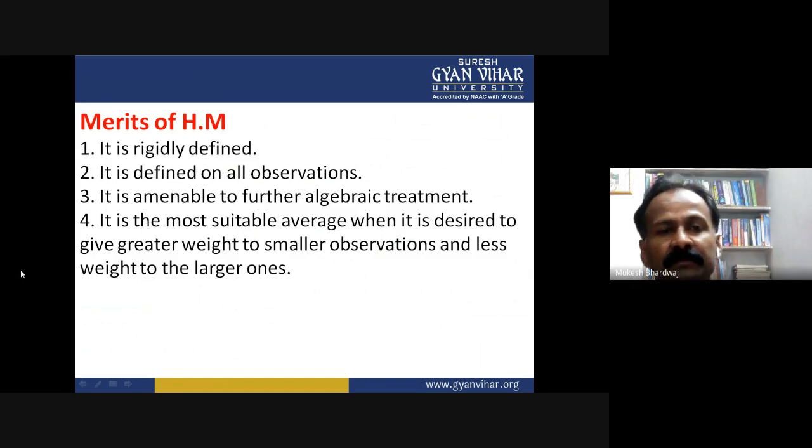Merits of harmonic mean: it is rigidly defined, it is defined on all observations, it is amenable to further algebraic treatment, and it is the most suitable average when it is desired to give greater weight to smaller observations and less weight to the larger ones.